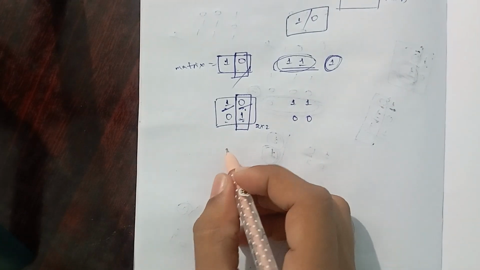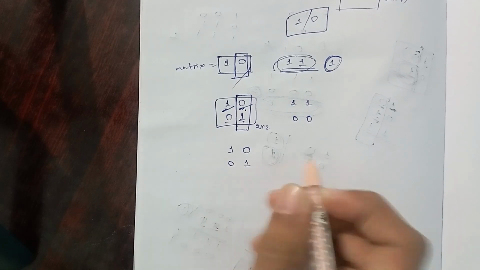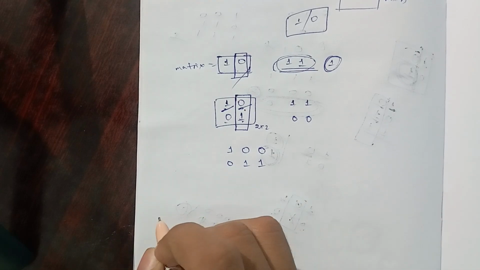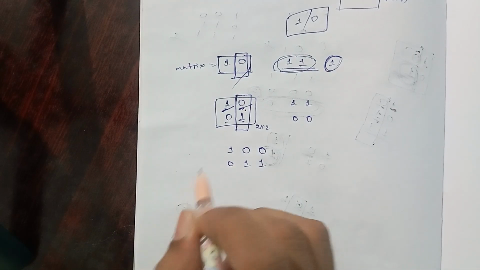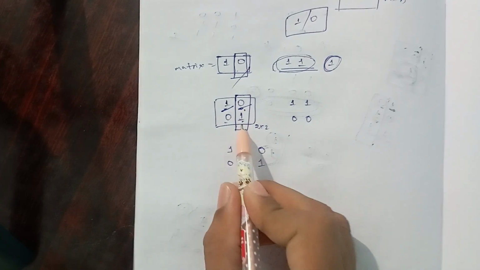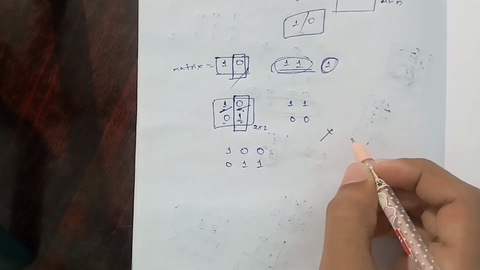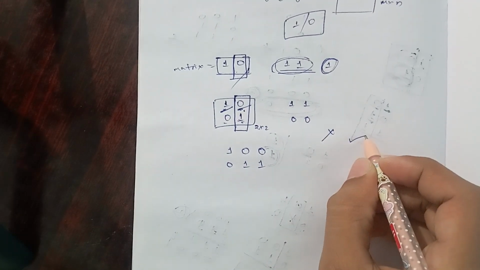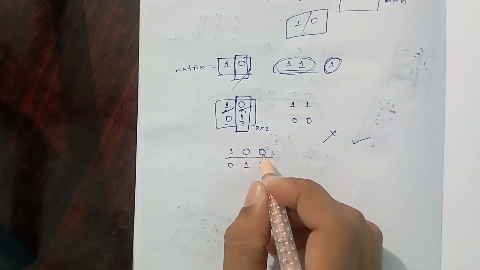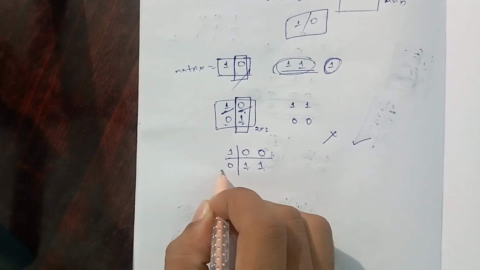Let us take another example. 1 0 0 1, and also we have 0 and 1. As I previously said, I am comparing the second column with the first column's element. If they both are not equal, then we will increase our count. But wait, these both are not equal.